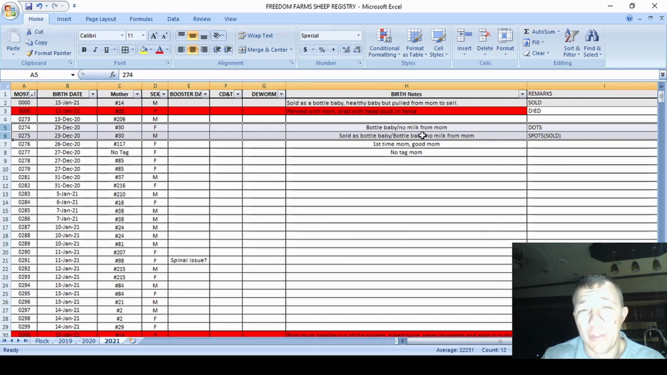They became bottle babies because she did not produce enough milk. Her bag was a big bag and everything, but she did not produce any milk hardly. We could barely get anything out of her. The wax plugs were out. It wasn't anything with that. It's just something to do with her.